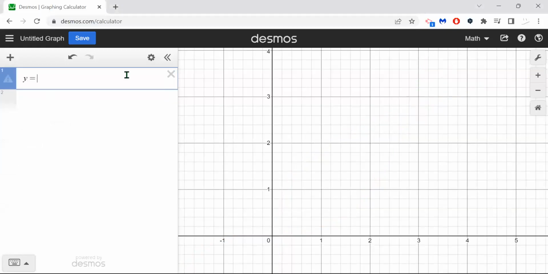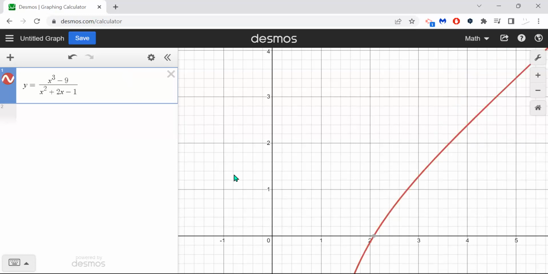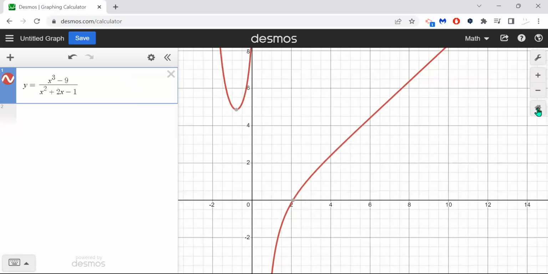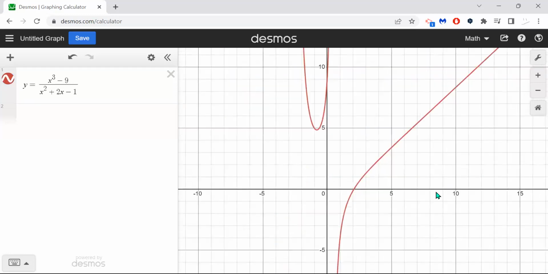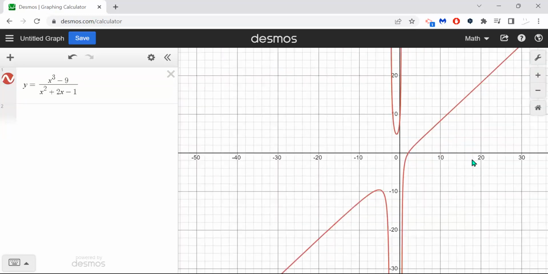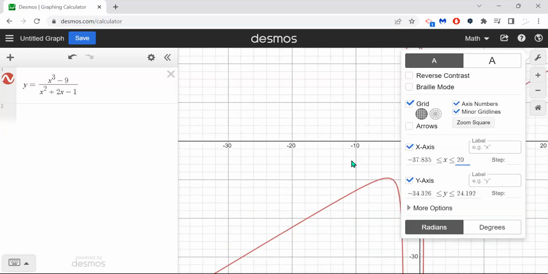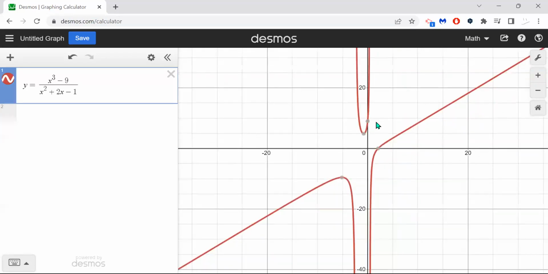So what we have originally is x cubed minus 9. Is it clear? Is it showing? Can you see? Okay, good. Then the denominator is x squared plus 2x minus 1. Okay, it looks like this. The scale doesn't look so nice. Let me just change it. Oh, 20. Yeah, that's the best I can do.